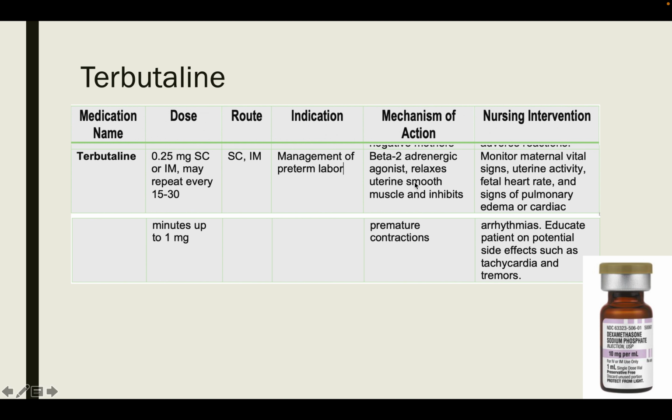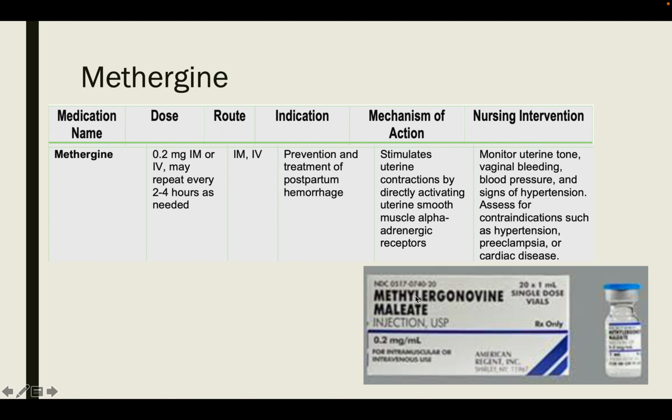And it's a beta adrenergic agonist. It relaxes the uterine muscles, the myometrium muscles. Definitely, the mother will be placed on CTG to monitor the fetal heart rate, and also to monitor the uterine activities. Other side effects we have to monitor as well.